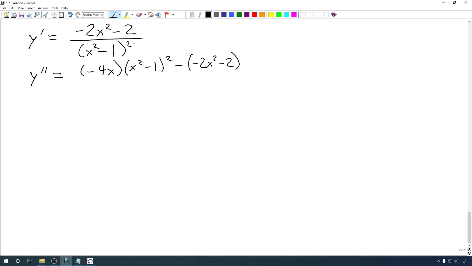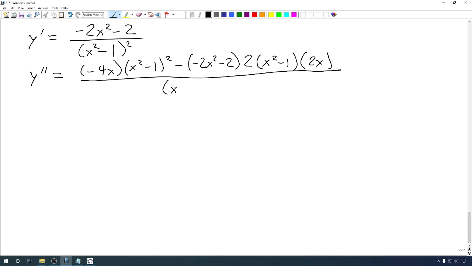So I have something squared. That means I'm going to take 2 times that something, but then I'm also going to need to multiply it by the derivative of the inside. Well, the something was x squared minus 1. The derivative of that x squared minus 1 is a 2x. And so that is our new numerator. Our denominator, we're going to take what we already had, this x squared minus 1 squared, and square it again. So a square of a square is a 4th power.